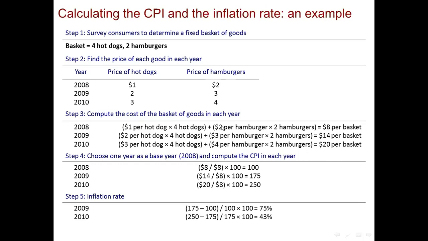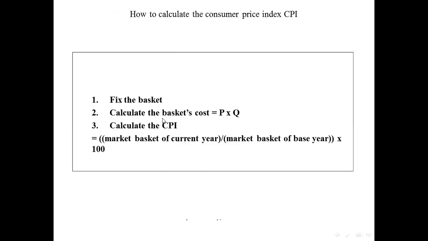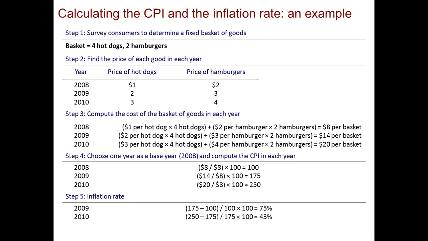After I get the market basket, I go to the next step. What will I do? I will calculate the CPI. What is the equation for the CPI? The market basket of the current year divided by the market basket of the base year times 100. Here the base year is 2008. So the CPI for 2008: the market basket for the current year, which is also 2008, is 8, divided by the market basket of the base year, also 2008, so 8 divided by 8 multiplied by 100, you get 100.